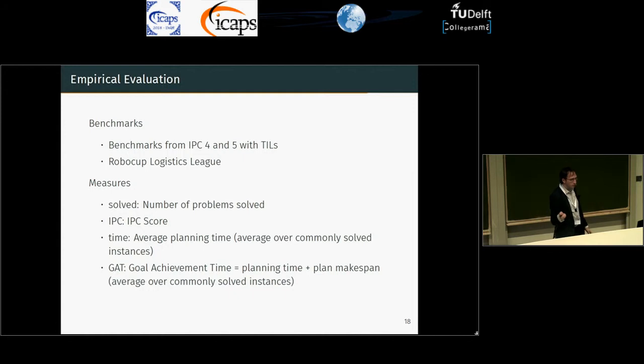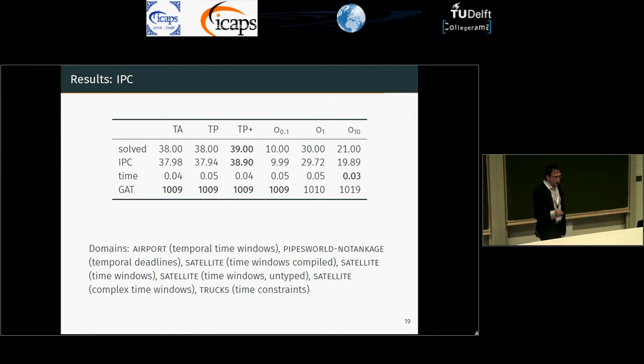And we took some problems from the RoboCup Logistics League, which you probably heard about slightly earlier on this afternoon. Our measures were number of problems solved, standard IPC score, average planning time, and also this goal achievement time, which is the time taken to find the plan plus the plan makespan. And here's what it looked like.